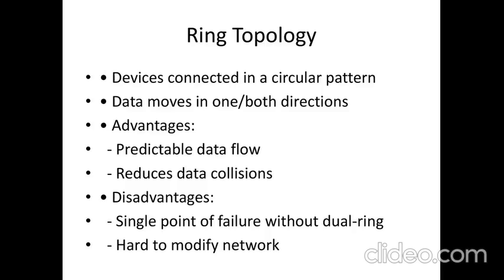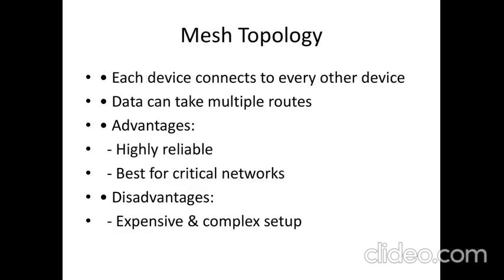3. Ring topology. Devices form a closed loop, and data travels in one or both directions. Pros: predictable data flow, no collision issues. Cons: a single device failure can disrupt the network.